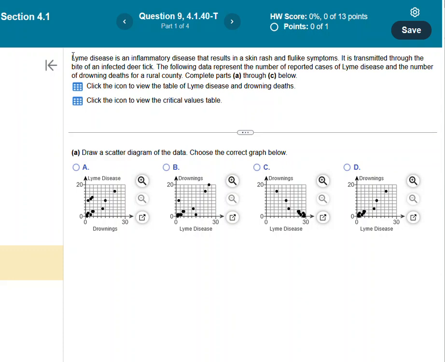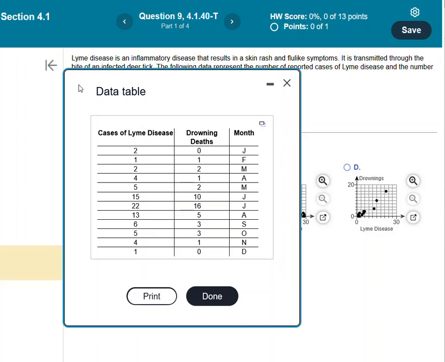So let's get started. This problem is about the relationship between cases of Lyme disease and drowning deaths in some particular county. The first task is to draw a scatter diagram, also called a scatter plot, of the data. Let's see how we can do that in StatCrunch. Then we're going to choose from options A through D here, but let's see how to produce it.